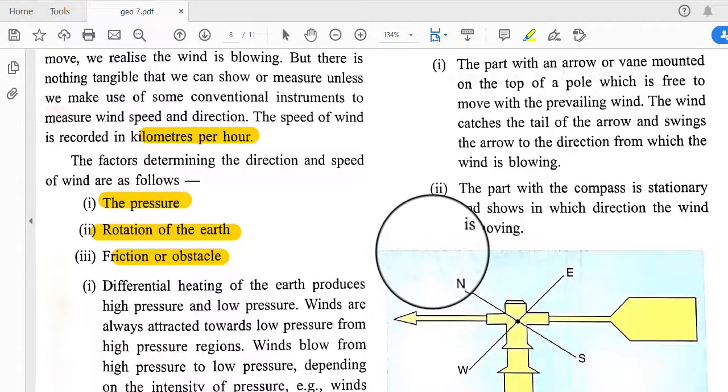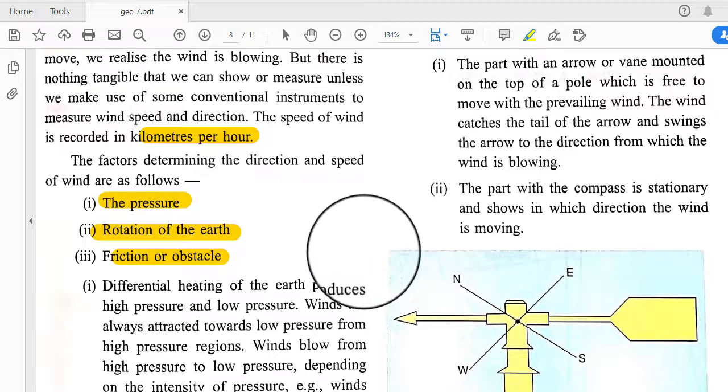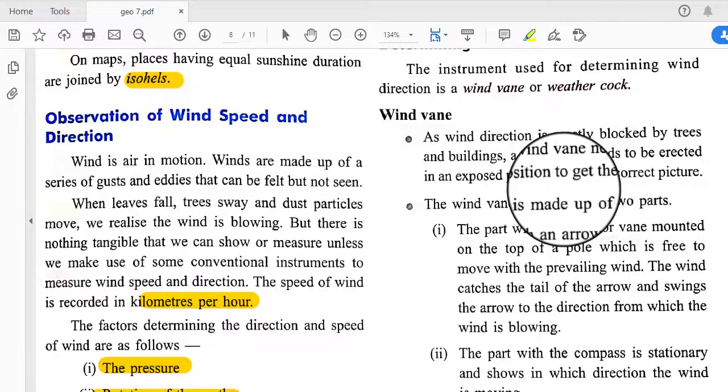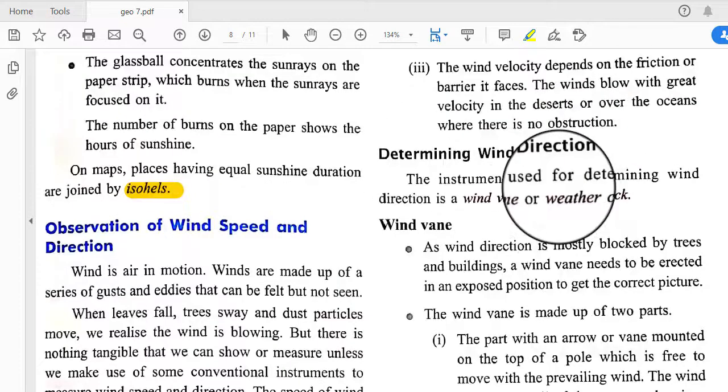In the rotation of earth, in the equatorial region the rotation speed is very high, therefore the wind is blowing very fast, but in the polar region the rotation speed is very low, so the wind also blows in slow motion. And friction and obstacles, that is, what the land surface condition is, is another factor in the speed of wind.